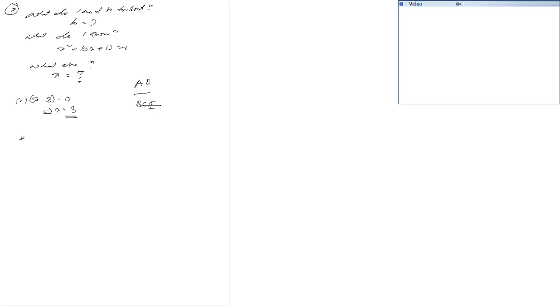Second statement, what does it say? 4 is the root of the equation. So is that sufficient? Yes. x is equal to 4 directly. Perfect. So this is also sufficient. So the answer is D. Okay, clear? Yeah. Pretty simple.